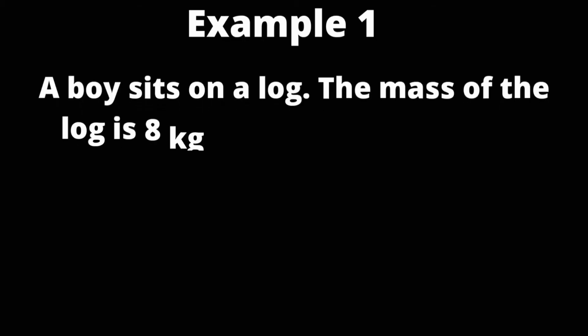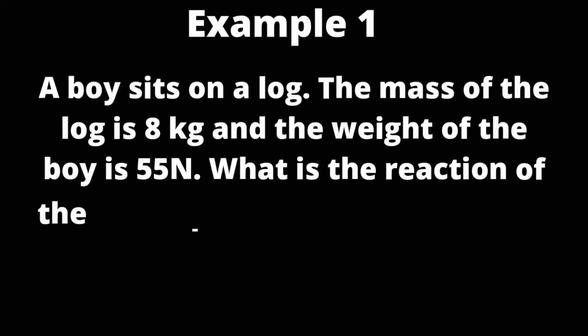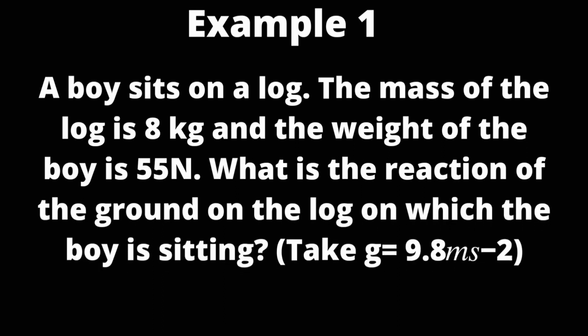Example 1. A boy sits on a log. The mass of the log is 8 kg and the weight of the boy is 55 kg. What is the reaction of the ground on the log on which the boy is sitting? Take g, that is acceleration due to gravity, to be 9.8 meters per second squared.